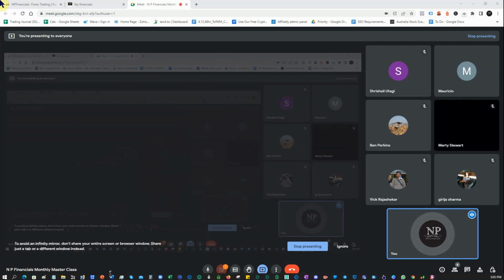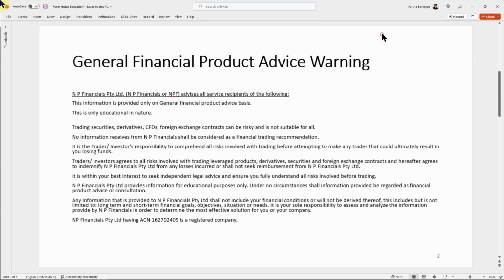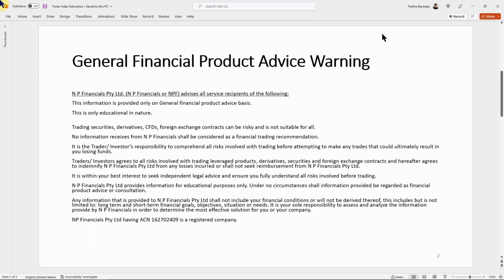We'll start with our favorite general financial product advice. NP Financials Pty Limited, NP Financials or NPF, advises all service recipients of the following. This information is provided only on a general financial product advice basis. This is only educational in nature. Trading securities, derivatives, CFDs, foreign exchange contracts can be risky and is not suitable for all. No information received from NP Financials shall be considered as a financial trading recommendation. I'll give you 10 more seconds to go through it and let me know when you are done.